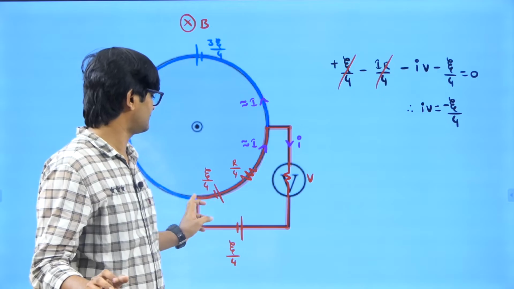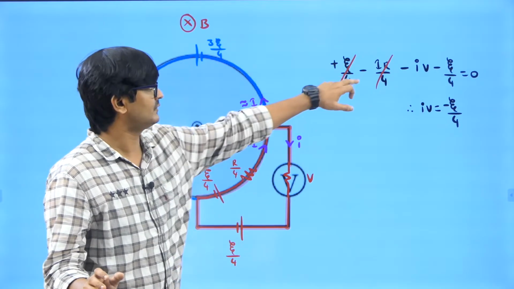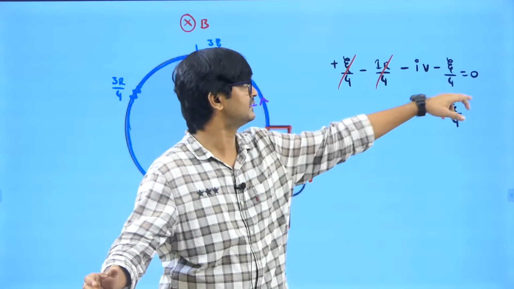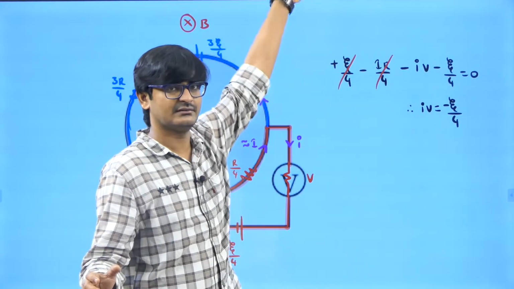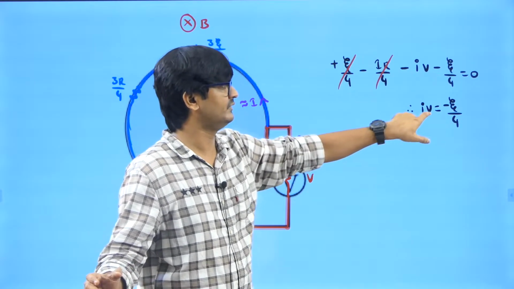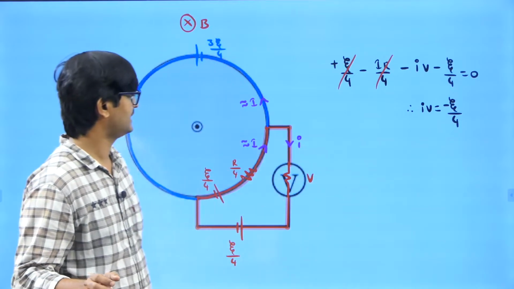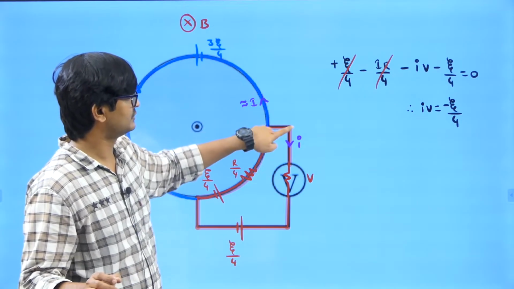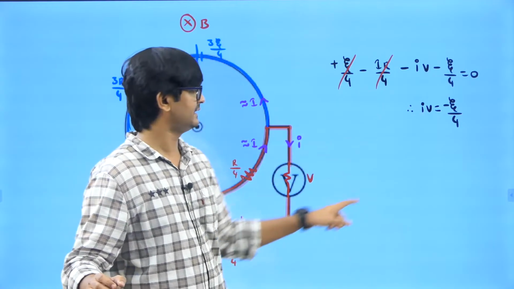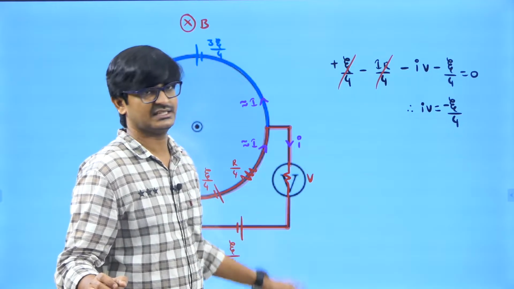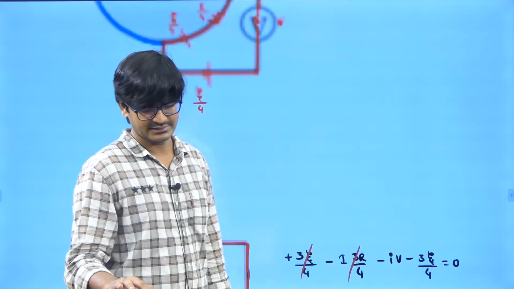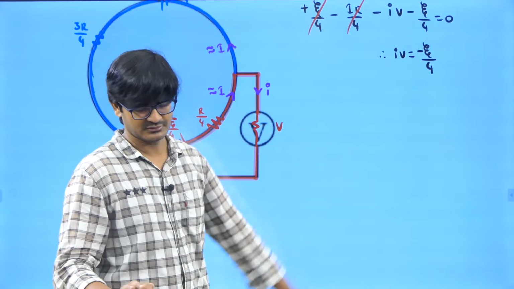So when we write the loop equation: plus E/4 minus I into R/4 minus i into V minus E/4 is equal to 0. Now E equal to IR we have seen in the first figure, so the net of those terms is going to be 0. So from here, i into V is minus E/4 minus E/4. So according to my assumption, this was the higher potential and this the lower potential, but what I am getting is that this is the lower potential and this is the higher potential. Now E is given as 12 in the question, so E/4 is going to be 3.